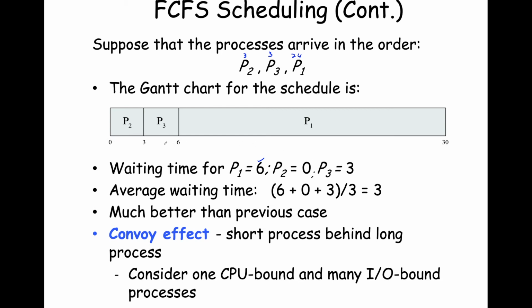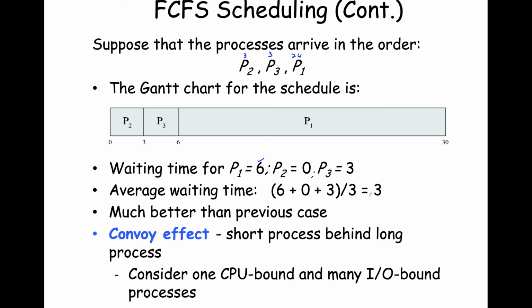So if we compute the average wait time for this order of arrival of the three processes in the ready queue, we get 6 for process P1, we have 0 for P2, and we have 3 for P3. We divide by 3, and we get an average wait time of 3 milliseconds.